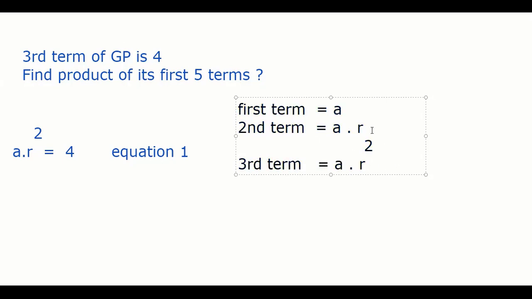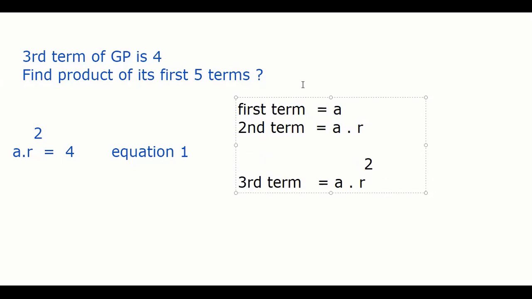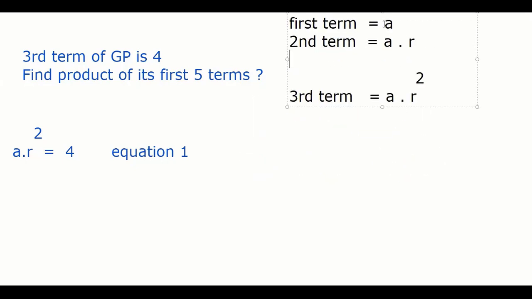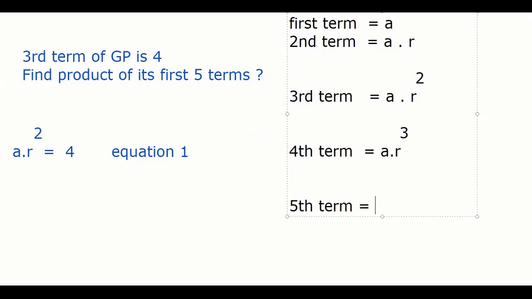What will be the fourth term? Tell me, everybody. We need the first 5 terms. That's why I'm saying we need 5 terms now. So the fourth term is A into r cube. And which will be the fifth term? A into r raised to 4.